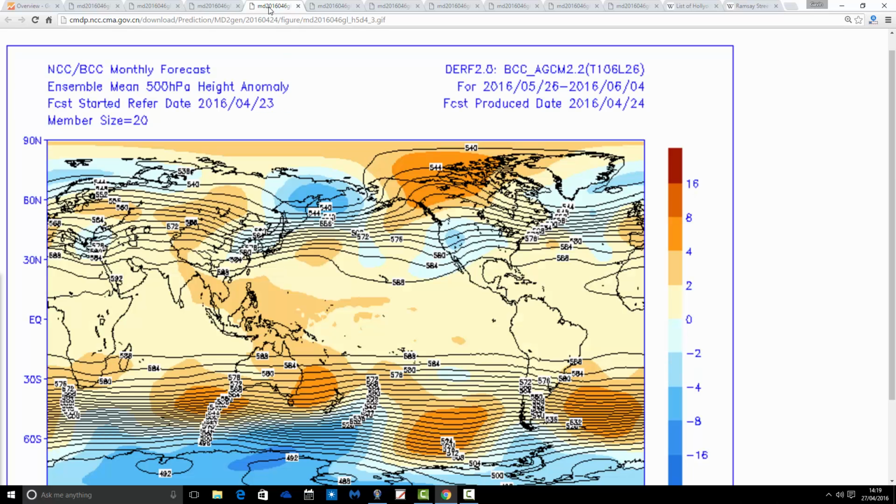And then finally, the last 10-day period takes us into day 31 to 40, so we're going 40 days ahead with this. We go to the 26th of May through to the 4th of June.